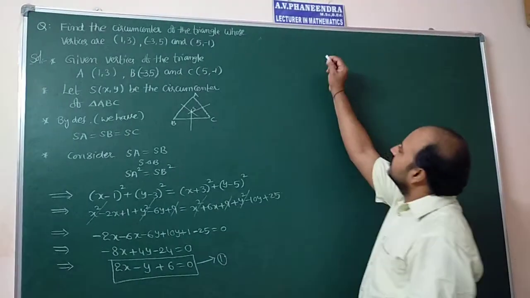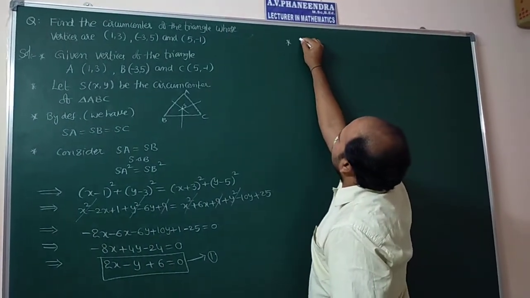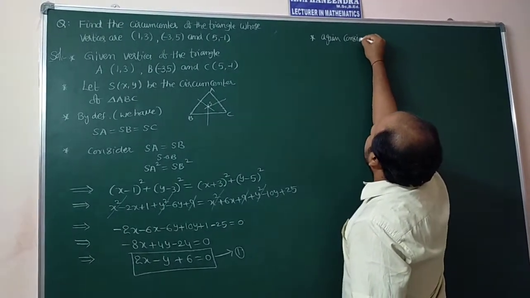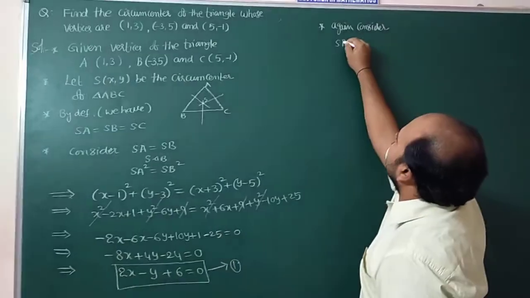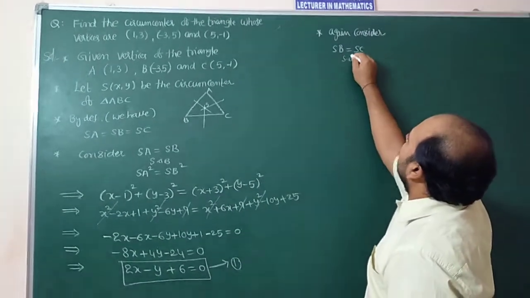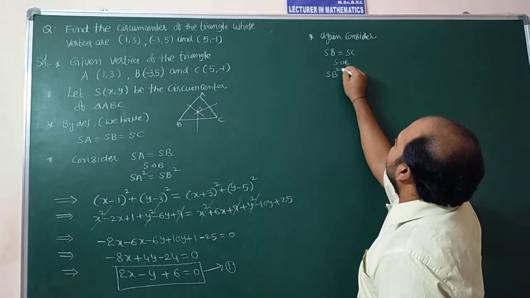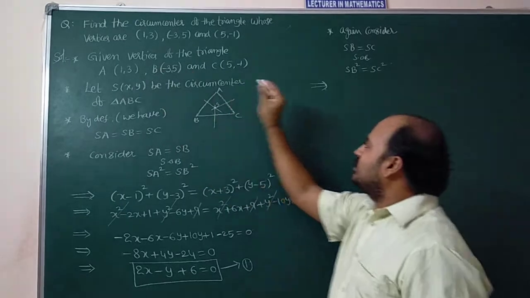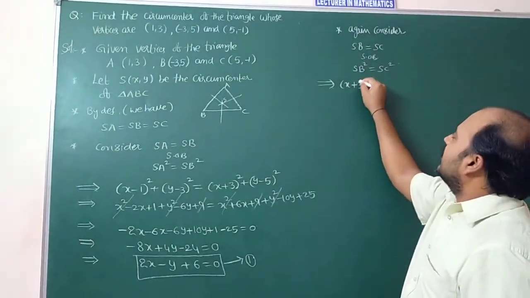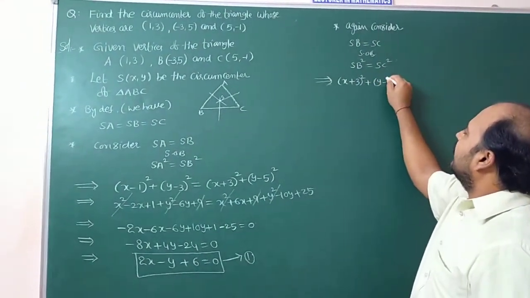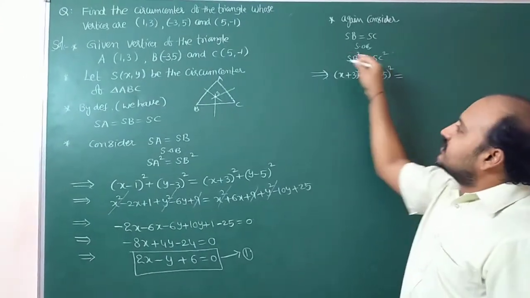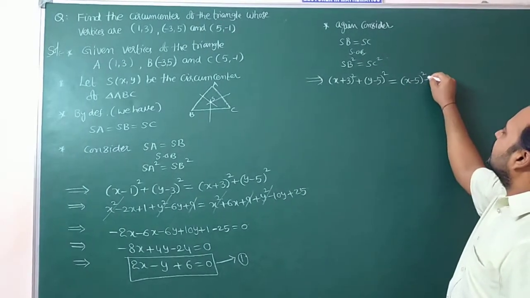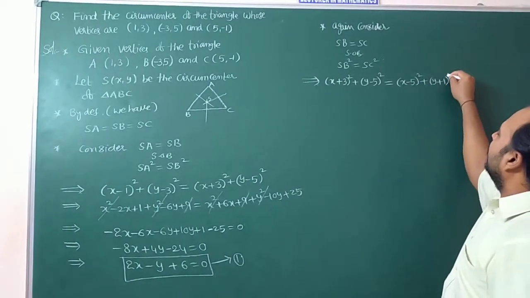Again consider SB is equal to SC, squaring on both sides, SB square equal to SC square. That implies distance between these two whole square, (x minus of minus 3) whole square plus (y minus 5) whole square is equal to SC square, (x minus 5) whole square plus (y minus of minus 1) whole square.